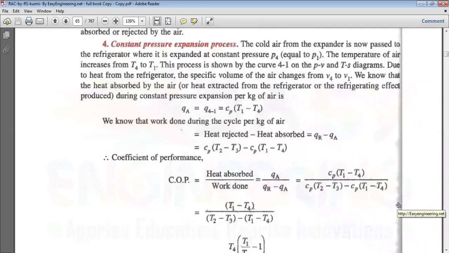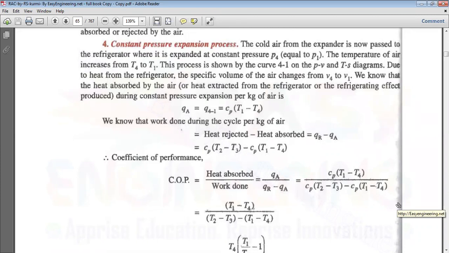Heat absorbed divided by work done. What is the basic formula for COP? Desired effect divided by work input, or energy supplied. The desired effect is the cooling effect, or refrigeration effect, or heat absorbed. That is divided by the input energy, which is the work input we are giving. Therefore, COP is heat absorbed by work input.